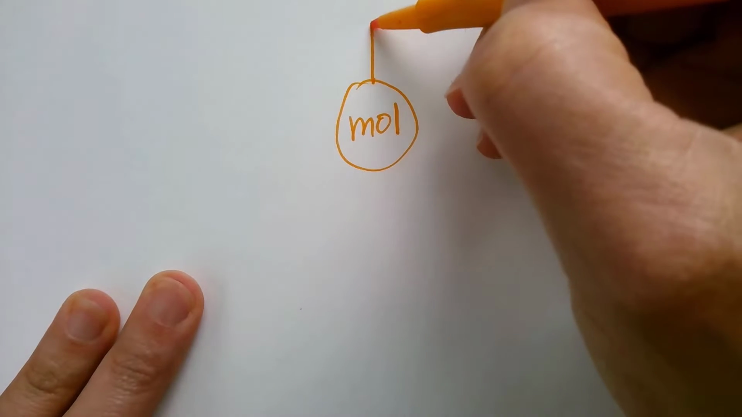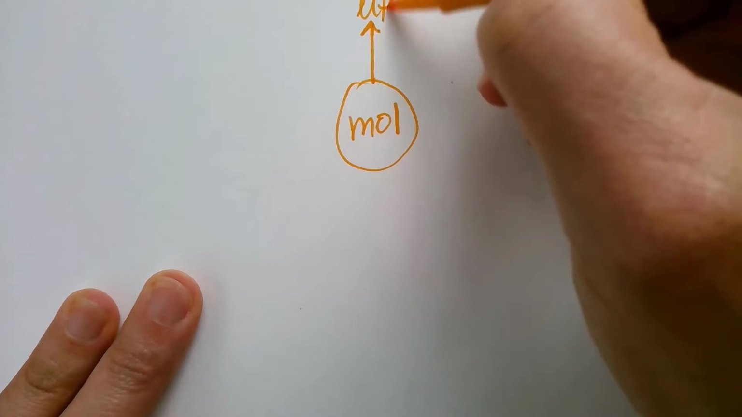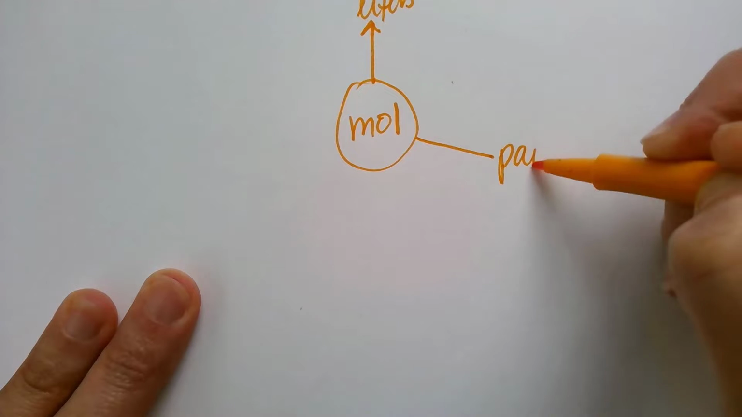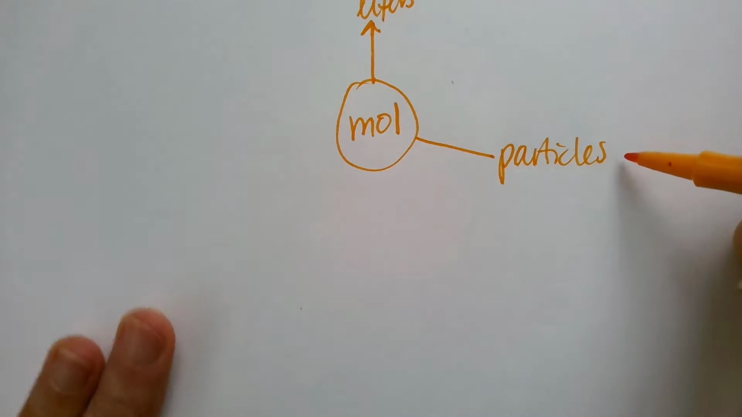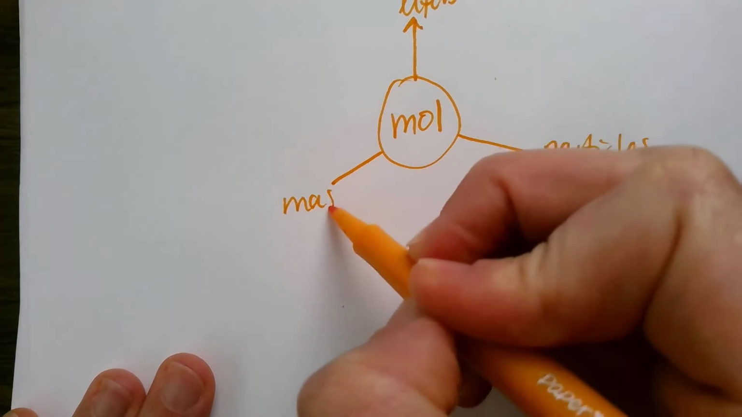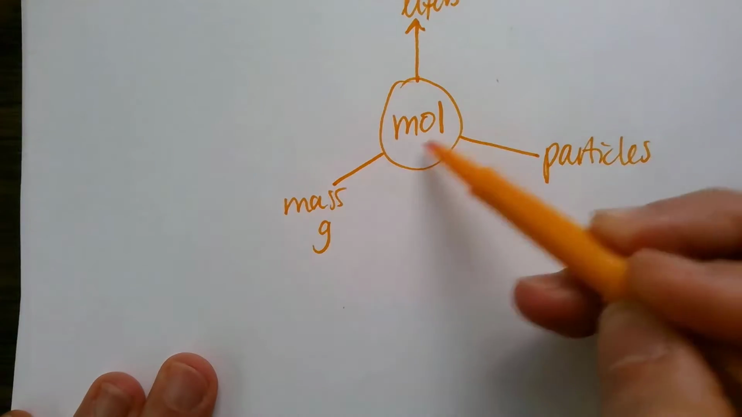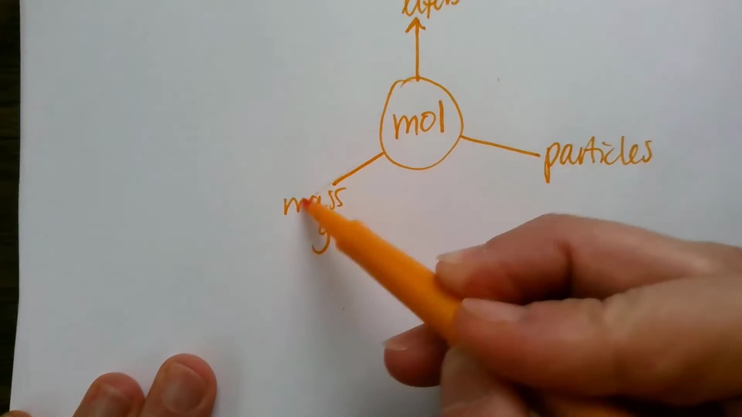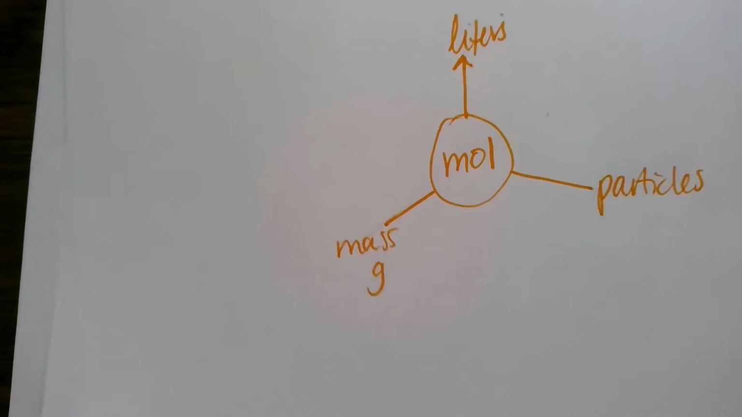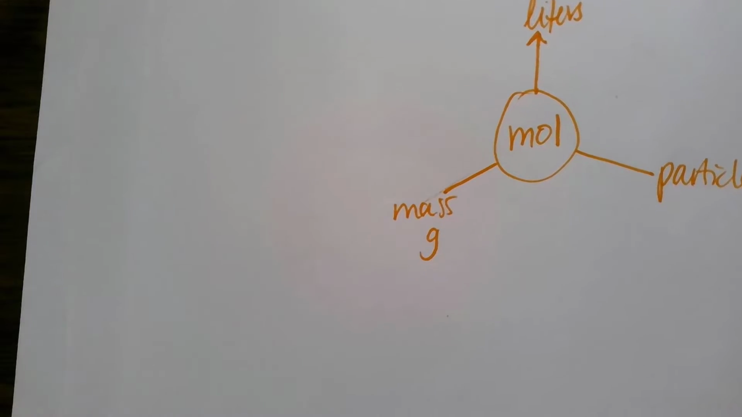And if we know moles, we can get to liters or volume. We can get to particles or molecules or atoms. And we can also get to mass in grams. So we can go there, up, over, but moles is always kind of our central unit here. So let me go back to our question here.